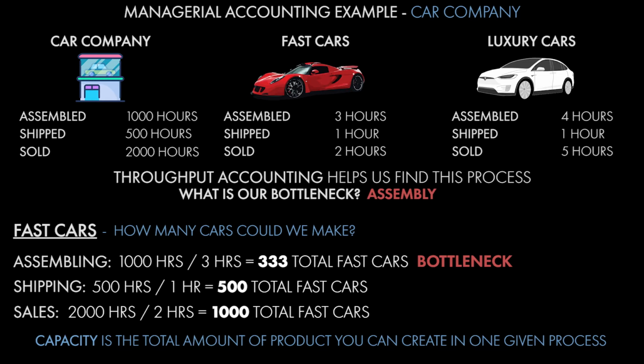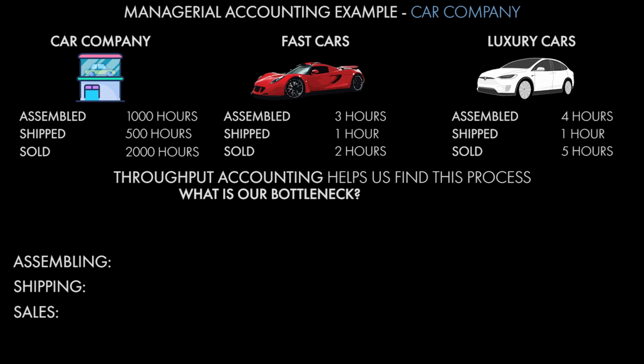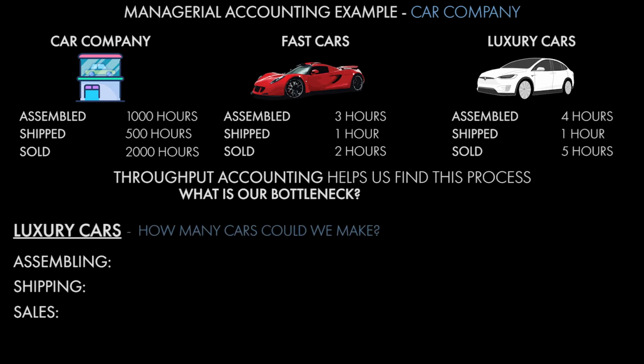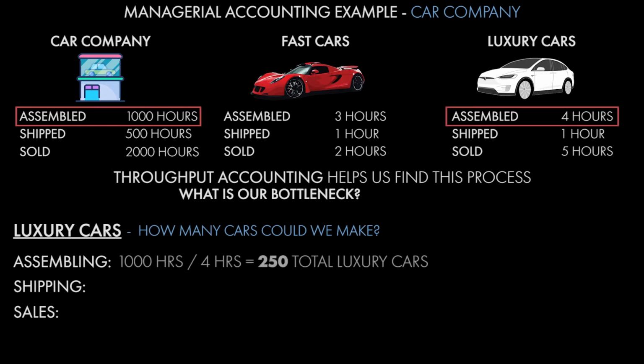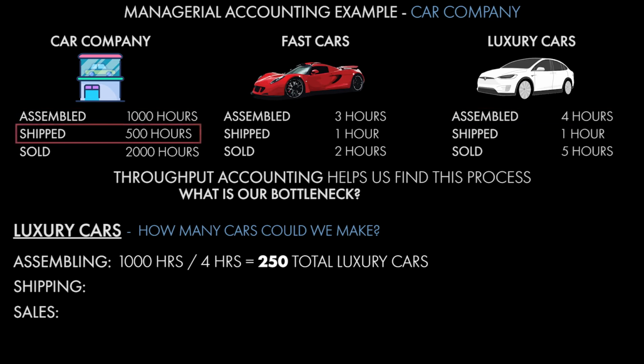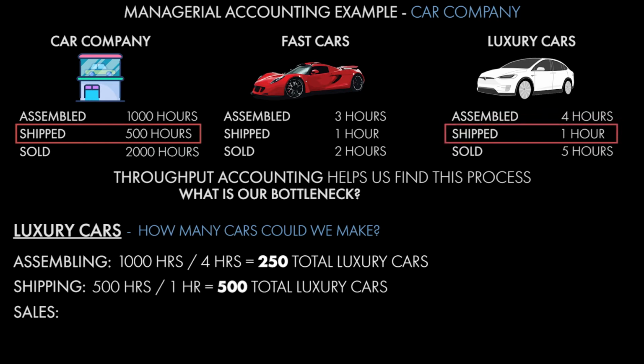However, is assembling also going to be the same bottleneck for our luxury cars? I don't know. Let's do the math again. If we made nothing but luxury cars, how many cars could we make? Well, 1,000 total assembly hours divided by the 4 hours it takes to assemble a luxury car gives us 250 total luxury cars we can assemble. Our shipping, we had 500 shipping hours we could use. Each luxury car takes 1 hour to ship, so we can ship 500 cars, more than the assembly. So as of right now, assembly is our bottleneck.